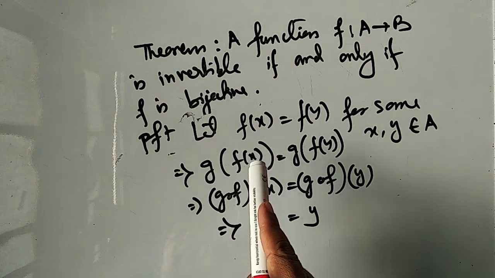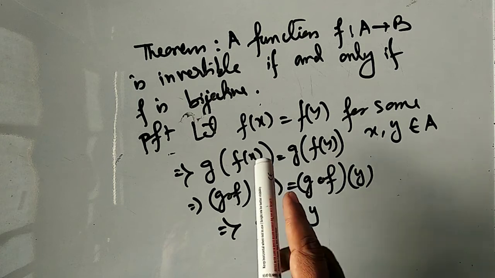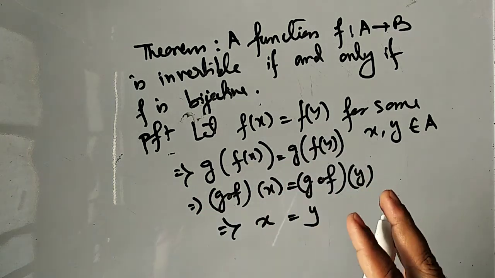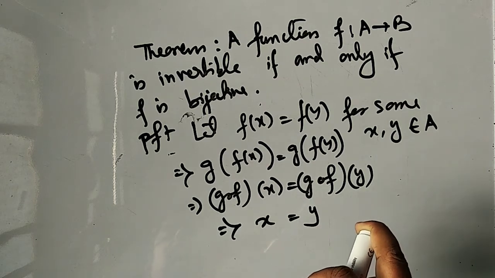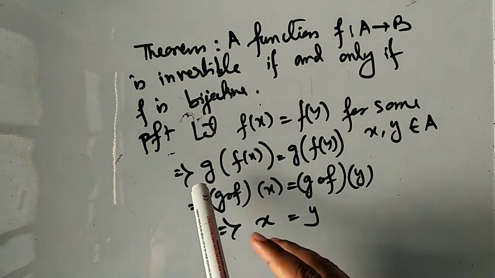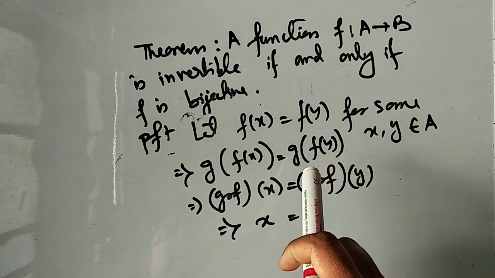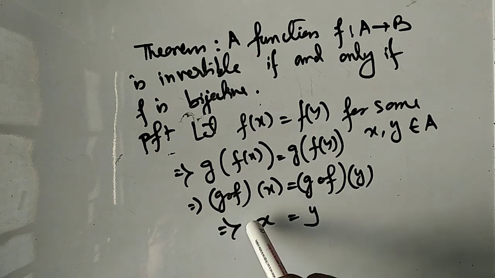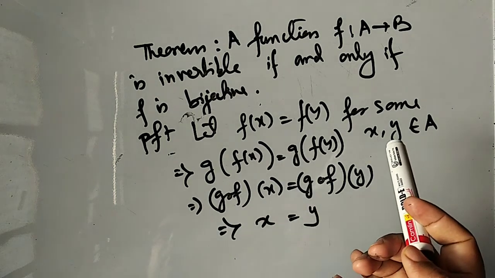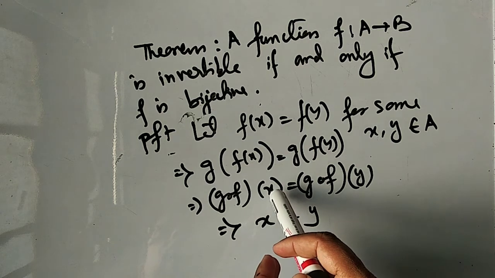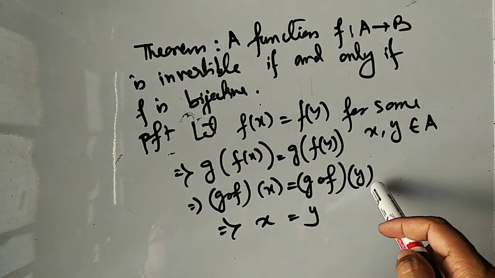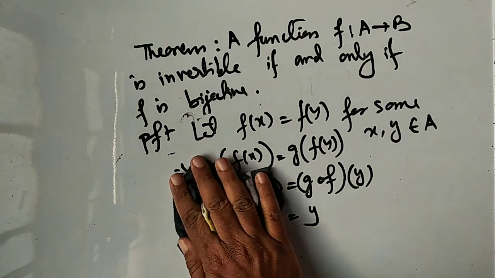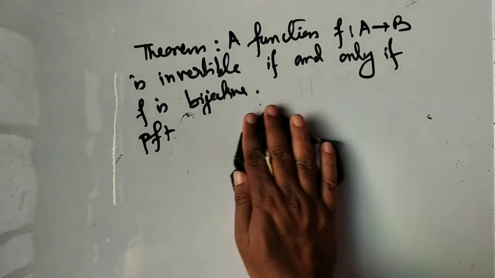Let f(x) equal to f(y), अगर कोई दो images equal हुआ then their images under g must be equal because g is a function. Now g∘f of x and g∘f of y. Now g∘f is an identity map on A. तो x जो है वो x पे map करेगा और y जो है वो y पे map करेगा. ठीक है. So this is f is one-one.